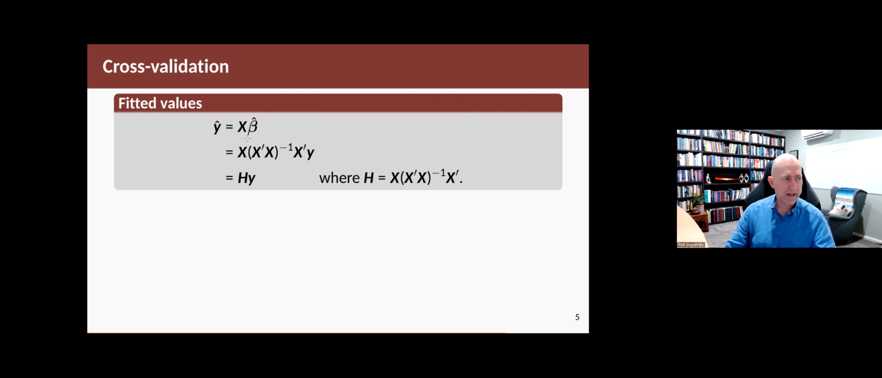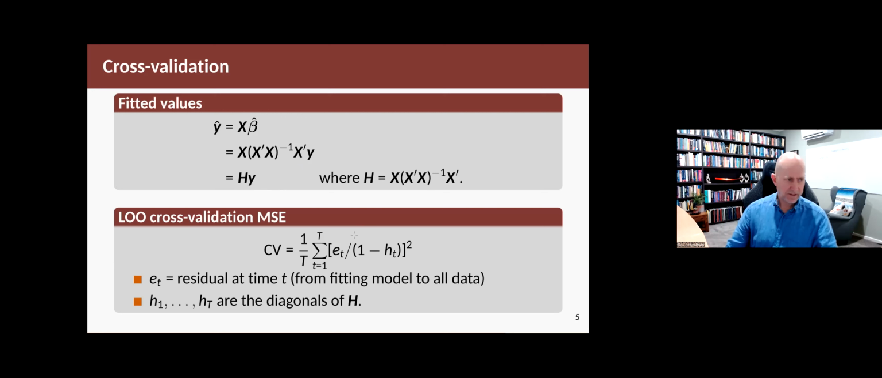Then we replace the beta hat by using the normal equation that we just saw by that expression. And then we get Y hat is equal to X times (X prime X) inverse times X prime Y. And if we then combine all of the part of the expression that involves the X matrix, we can write it as this matrix H times Y, where H is equal to X times (X prime X) inverse times X prime. And that's called the hat matrix because it turns your y's into y hats.